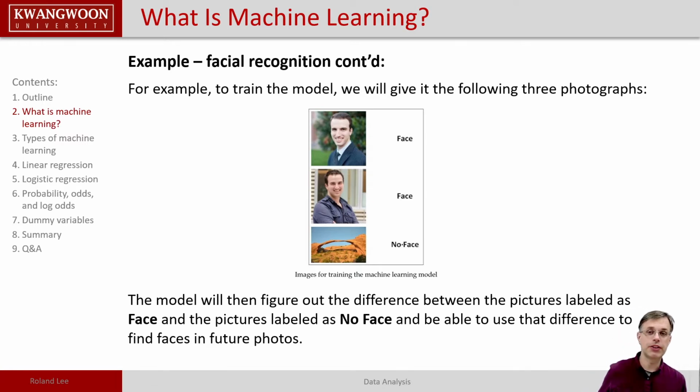So for example, to train the model, we will give the following three images together with the face and no face titles. The model will then figure out the difference between the pictures labeled as face and the images labeled as no face, and be able to use the difference to find the faces in future pictures.